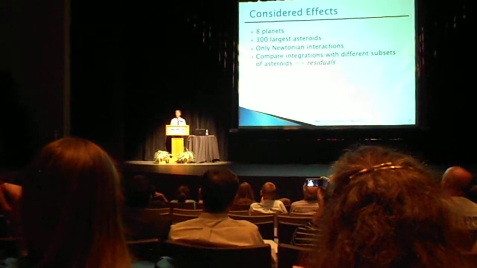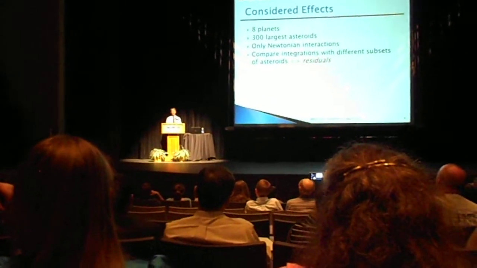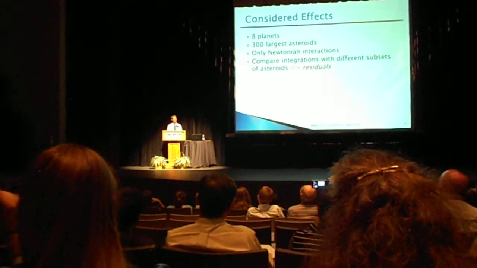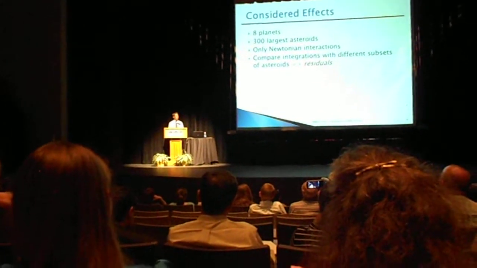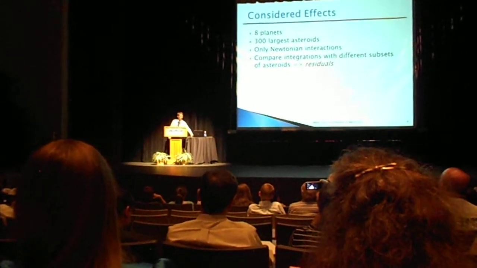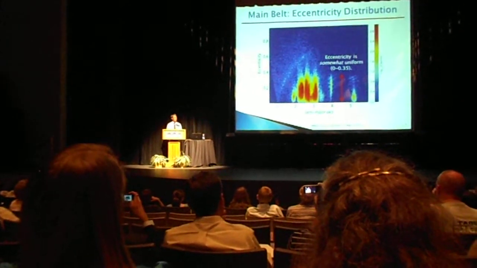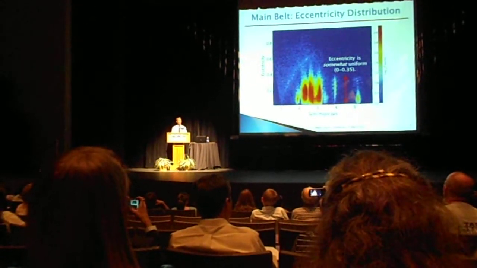So I specifically compared integrations with 8 planets to integrations with the 8 planets and 300 asteroids, and take those differences for one orbital element for one planet, for example, the semi-major axis of Earth, and analyze those using power spectra. Throughout the presentation, you may hear me speak of the 300 largest asteroids modeled as point masses and about implementing a smooth mass distribution to model the main belt.